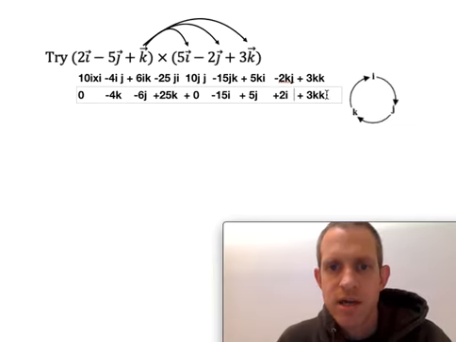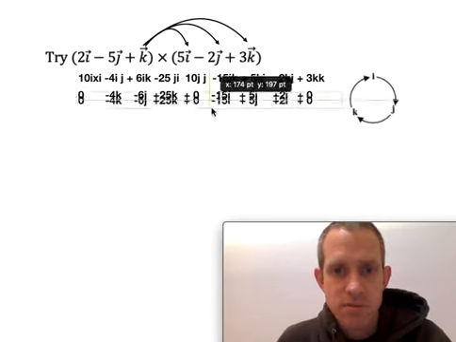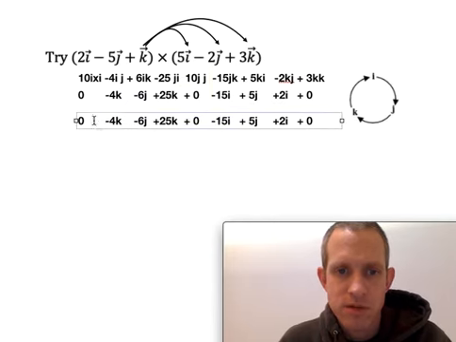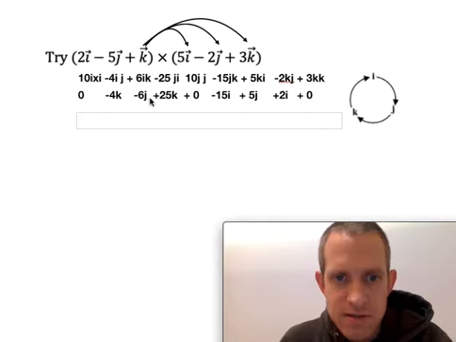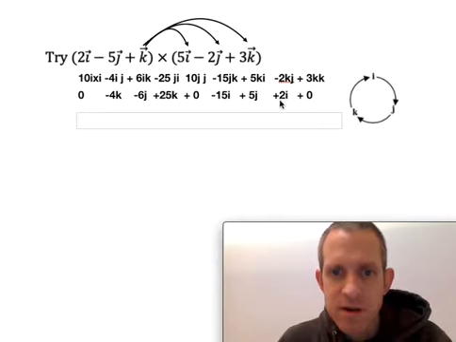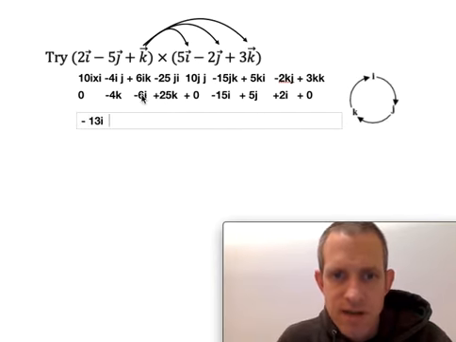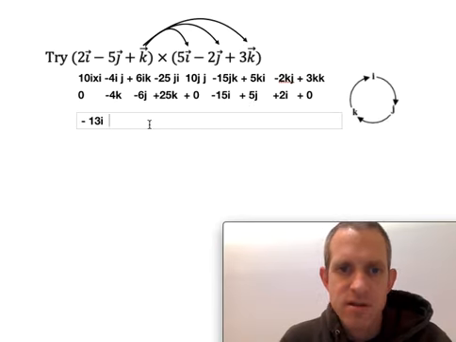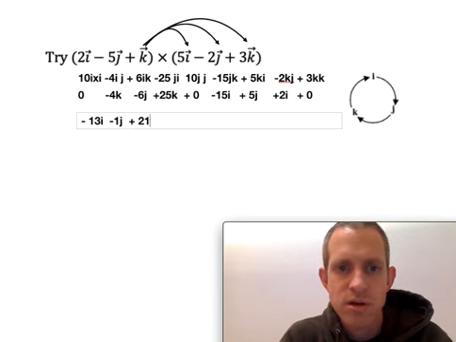And finally, 3kk, k crossed with k is just 0, and so this is another plus 0 term. And then I can combine like terms, and we'll be done. So the zeros can be ignored. We've got, let's see, there is a negative 15i and a positive 2i, so that's a negative 13i. There's a negative 6j and a positive 5j, so that's a negative 1j. And finally, there's a negative 4k and a positive 25k, and so that is a positive 21k.